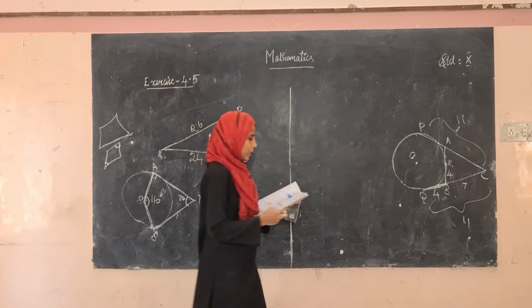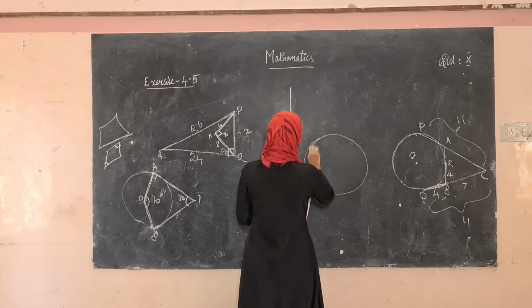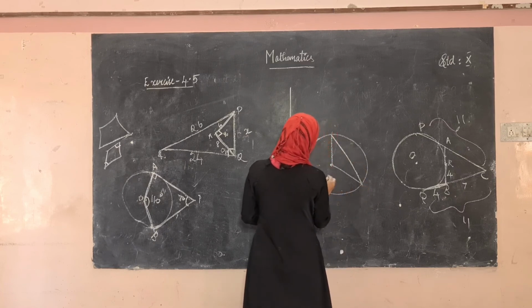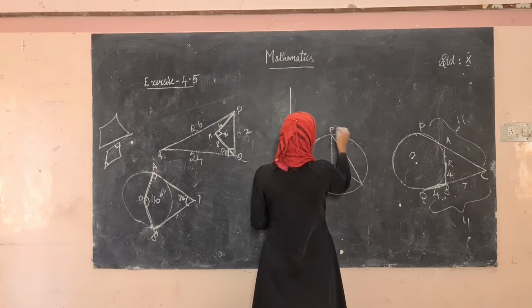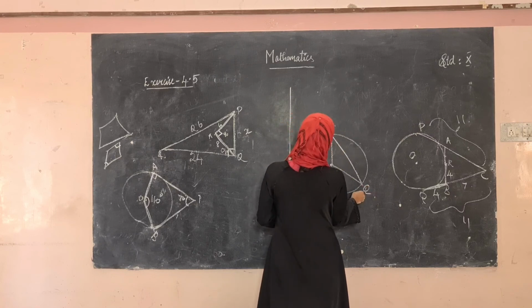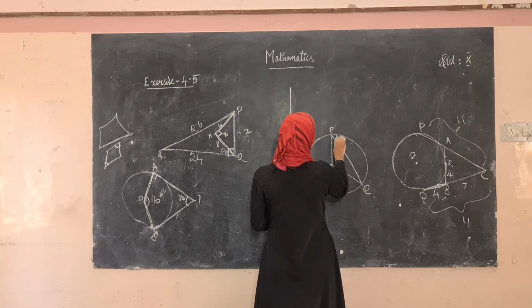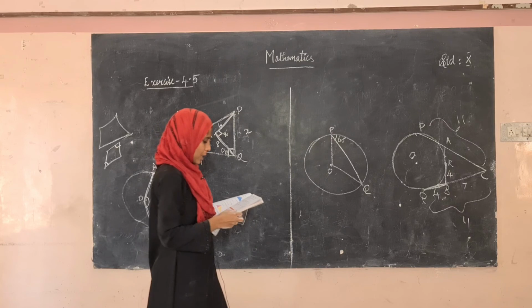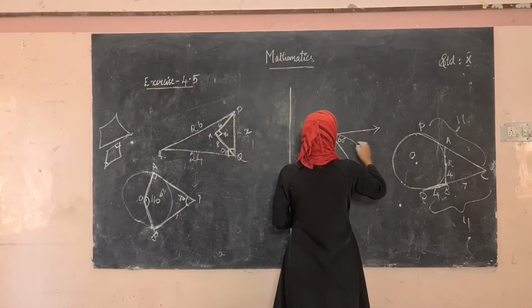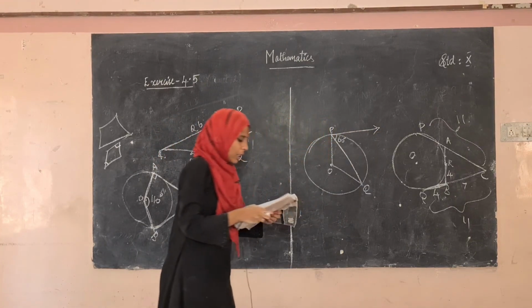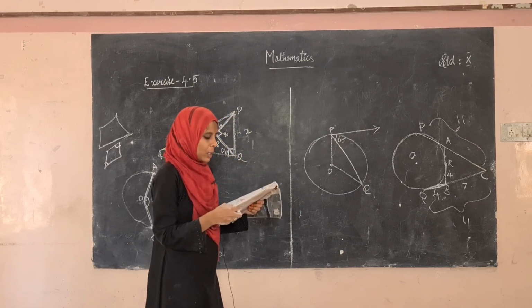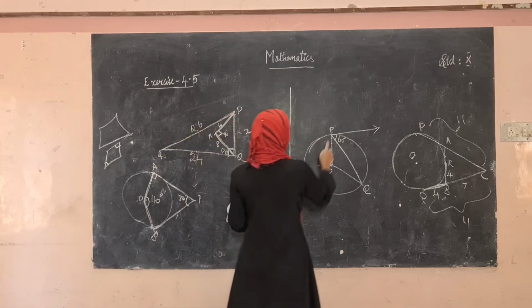In the figure, I have drawn the same figure. This is a circle. These 2 are radii and this is the chord. So the center is O, OP and OQ are radii and PQ is the chord. The chord is making an angle of 60 degrees with the tangent. PR is the tangent to the circle at point P and O is the center of the circle. Find the angle POQ.